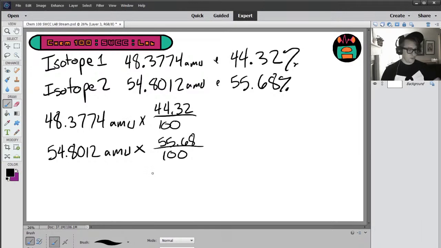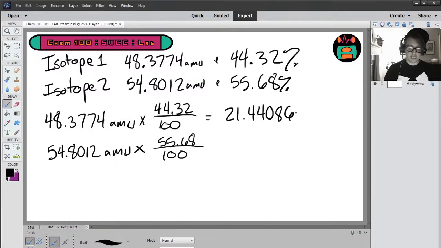All right, so let me grab my calculator. We have 48.3774 times 44.32 divided by 100. This comes out to be 21.44086368, my calculator's telling me. Sig figs wise, I'm limited here by my percent abundance. I can only keep 4, so I'm going to put 4 lines to remind myself that this number has 4 sig figs. Then I'm going to go do the next one.